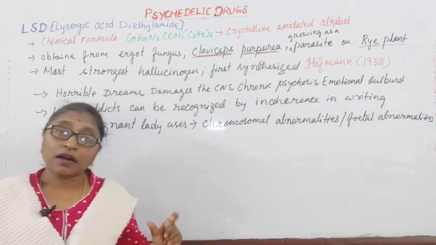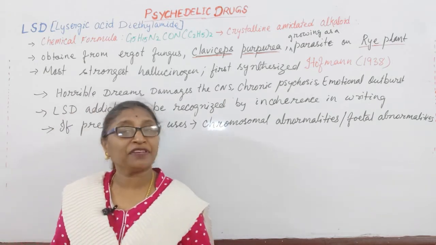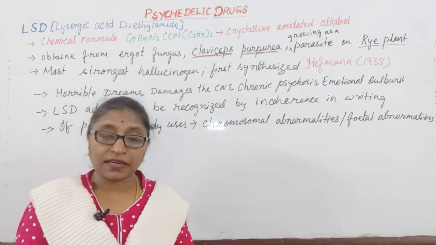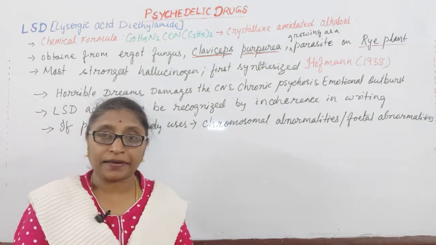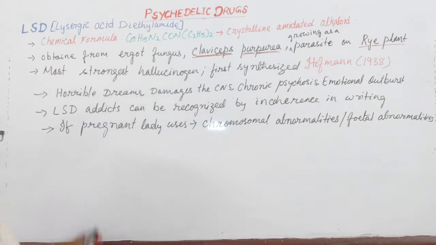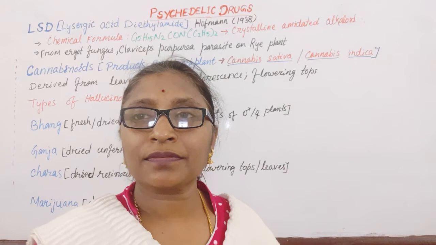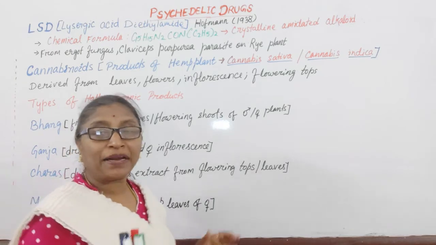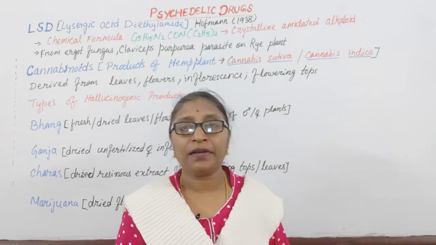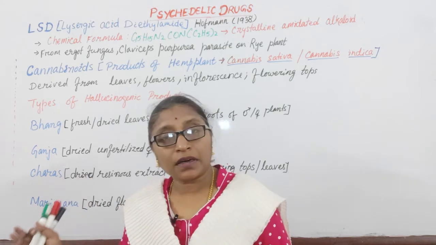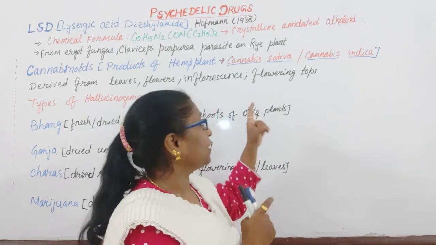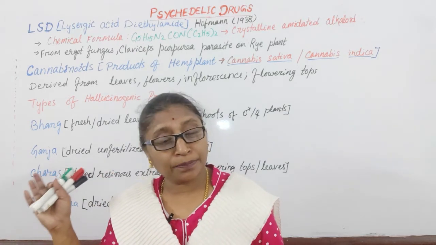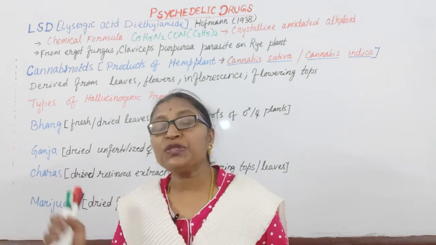Let us discuss the products of the hemp plant, which are known as cannabinoids. The products of Cannabis sativa or Cannabis indica. Okay, write down these points. Cannabinoids are the products of a hemp plant. Hemp plants are Cannabis sativa and Cannabis indica. Different types of hallucinogenic products are obtained from them, that are Bhang, Ganja, Charas and marijuana.